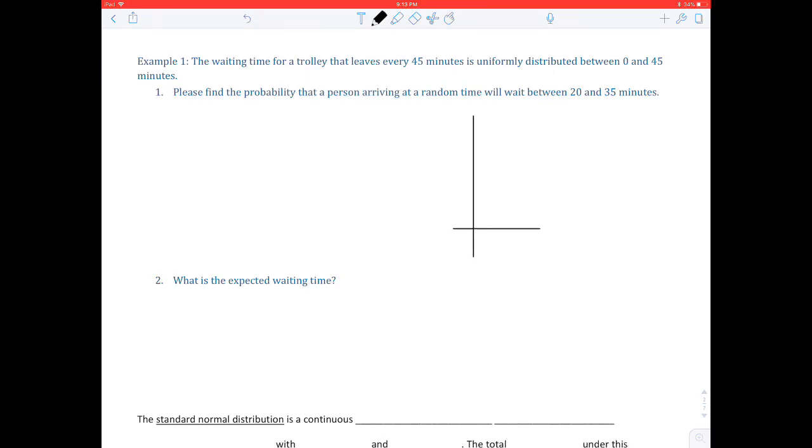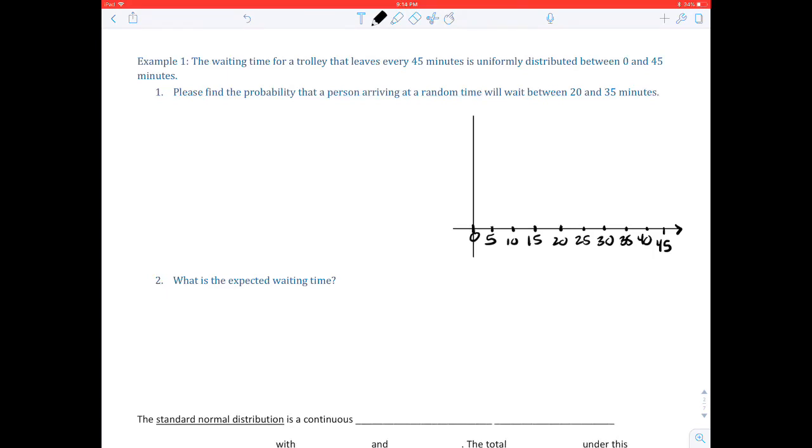I can just put my 0 here, and I can put my other end point. So A is 0 and B is 45 minutes. And I need to find my height, but I'm going to go ahead and split this interval up into 5s. Cool so far?